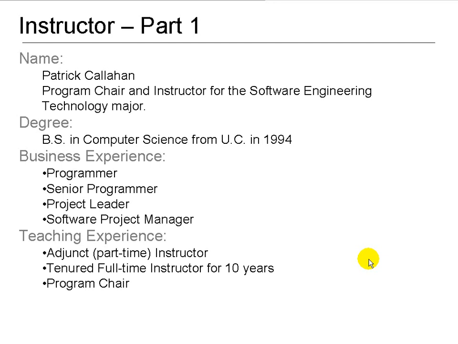My background is I have a Bachelor's of Science in Computer Science from UC, and I graduated in 1994. I finished school on Friday and started a full-time job on Monday, and it was one of the happiest days of my life. As far as my business experience goes, I started off as a programmer, became a senior programmer, a project leader, and eventually a software project manager, and that was just 4 short years out of college. I was very aggressive, and I was very blessed to be on over 30 projects from beginning to end.